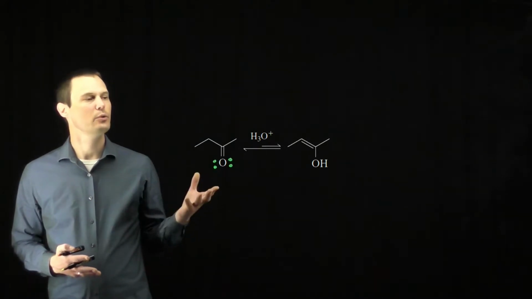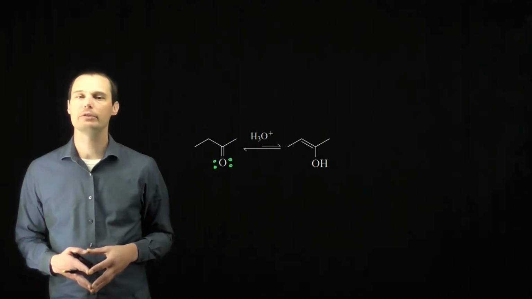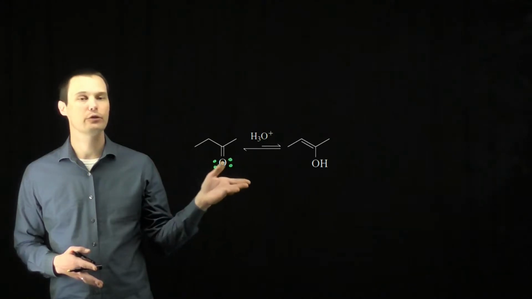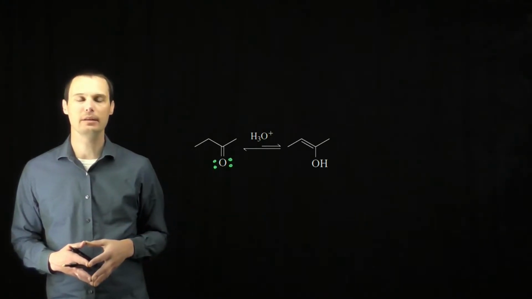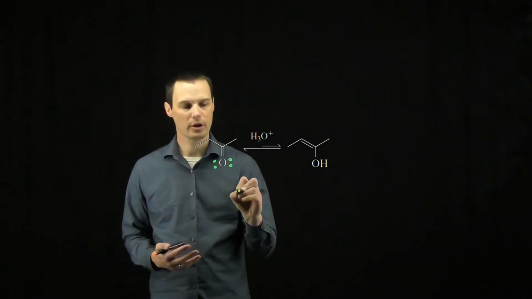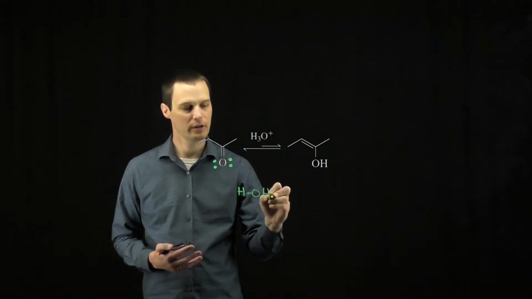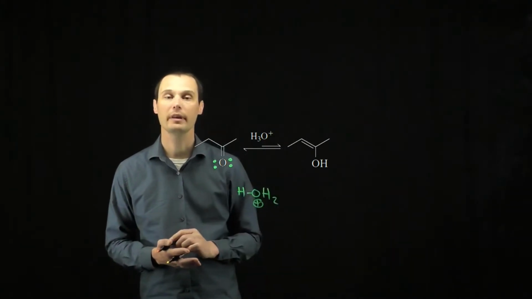This question asks us to look at the principle of microscopic reversibility to draw the acid-catalyzed formation of an enol from a ketone. This reaction will start with the reaction of the carbonyl with the hydronium ion.